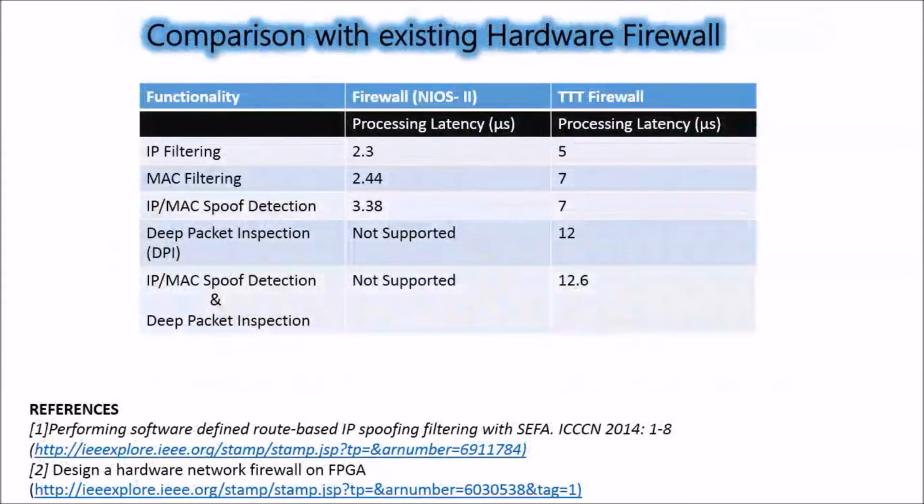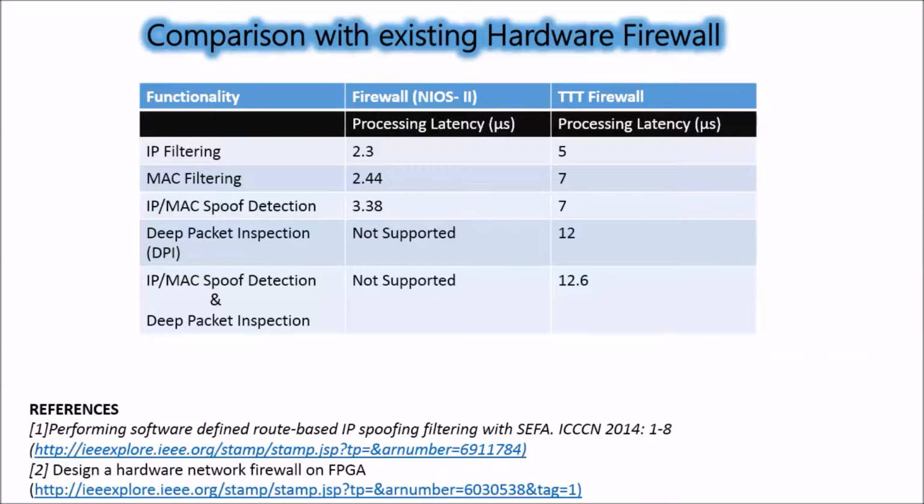Okay, so we have compared our firewall with an existing hardware firewall, which is a NIOS2 firewall. We compare several parameters in terms of their processing latencies. The way we calculate the processing latencies is, first we run the reference router bit file and check what is the round trip time, and then we run our TTT firewall bit file and check what is the round trip time. We take the difference of the two, which gives us the processing latency.